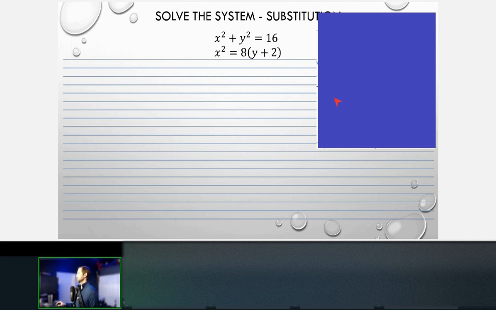All right. So for this problem, I do want you to do the substitution method. You could use elimination, but I think the elimination method for this problem is actually going to be harder than substitution. Okay, how do we do this problem then? Ideas, how do we approach this?